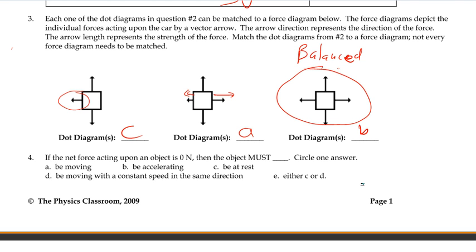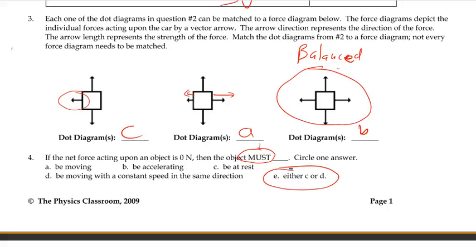Now, if the net force acting upon an object is zero, then going back to the review, if it's at rest, it would stay at rest. If it's moving, it would move at constant speed in the same direction. So in terms of using the word must here, the correct answer is E. It's either going to be at rest or it's going to be moving at a constant velocity, which means a constant speed in the same direction.